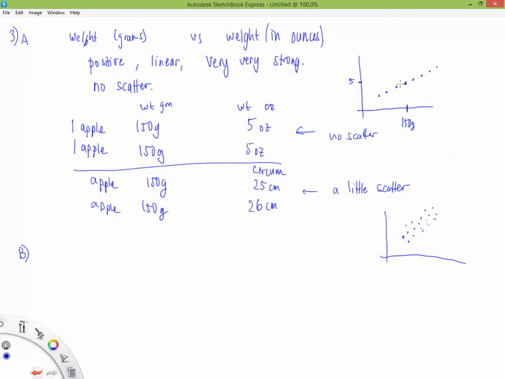I'm sorry, I'm at a loss for how to further simplify this. I did a conversion there. That's right. But I'm trying to just illustrate the idea of a little bit of scatter. Here, if for one particular value you can have multiple other values, there's going to be a little bit of scatter, right?